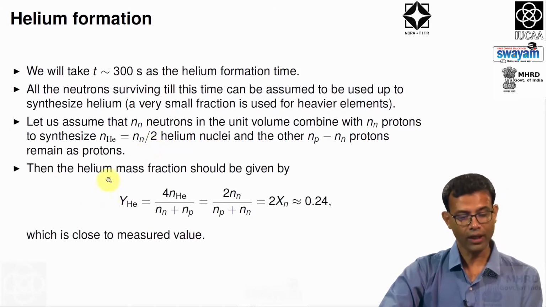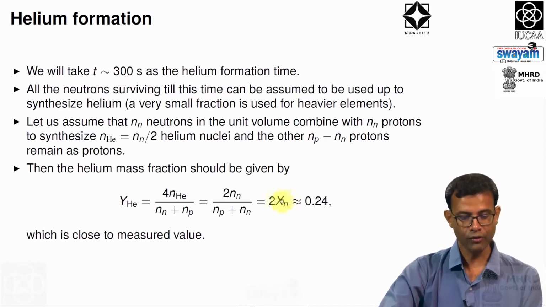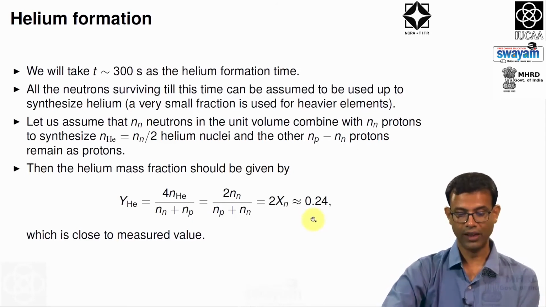So, now we can work out the helium mass fraction. The helium mass fraction is 4 times the number of helium atoms divided by the number of neutrons and protons. This you can show will simply be 2 times the neutron fraction. The neutron fraction when helium was forming was 0.12. So, the helium mass fraction will turn out to be 0.24, and that is actually very close to the measured value.